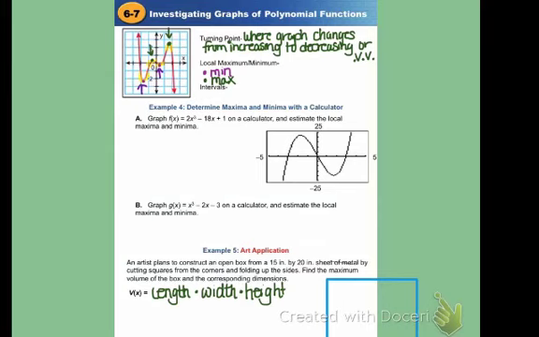Okay, so we've got this rectangle that is 20 inches on one side and 15 inches on one side. And we want to know what the volume is that this box will hold when it's completed, and what this box is going to look like. It's going to be sort of like, say, a shirt box without a top on it.